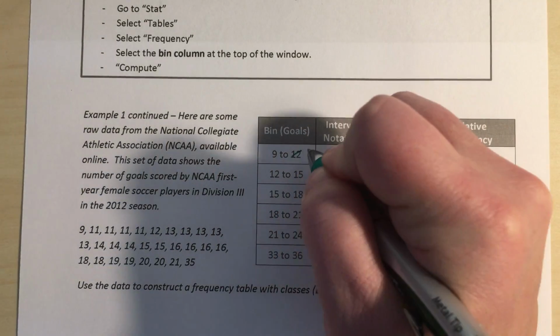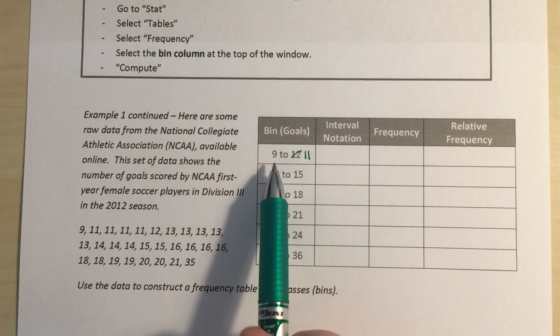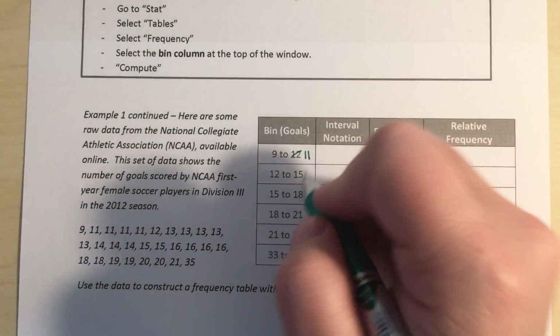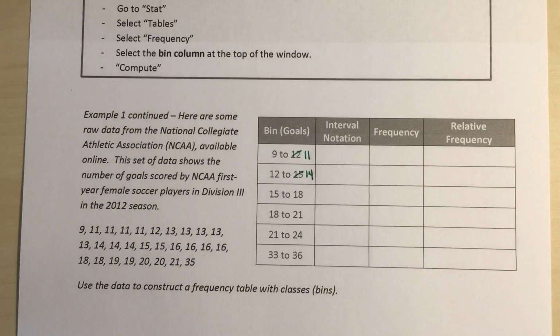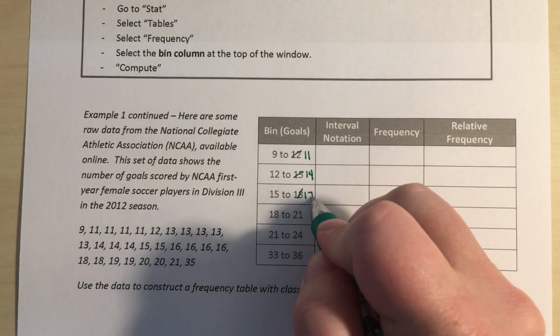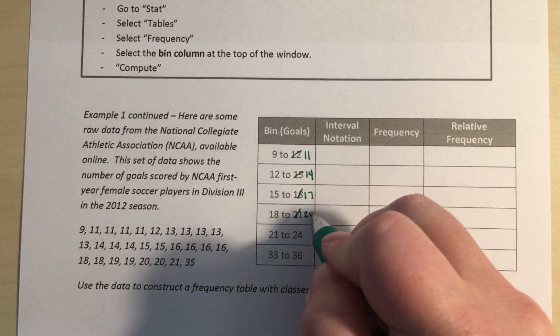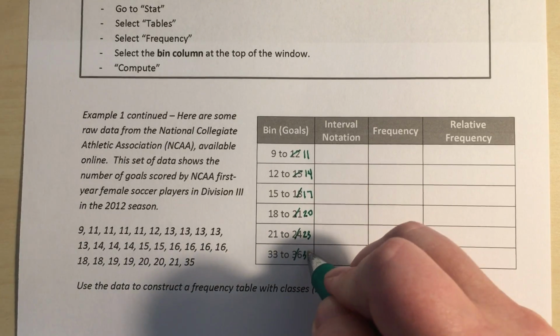So what we're going to do is include it in the bin or class that starts with that number. So instead of being 9 to 12, we're really thinking 9 to 11. Instead of being 12 to 15, we're really thinking 12 to 14. The 15 is going to get included in this next one, which will then go to 17, so on and so forth. So we have 20, 23, and 35.